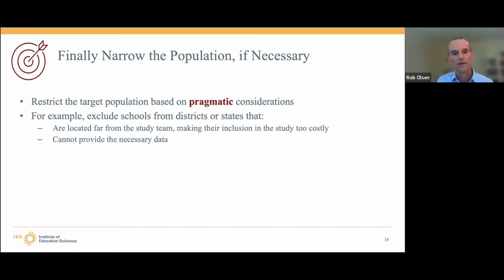In addition, the study team may need to exclude schools for which necessary data are not available. For example, if you plan to rely on state longitudinal data systems or data from district administrative files for key variables, then you'll need to exclude states and districts that can't provide the data you need. And critically important, we recommend considering these issues upfront and defining the target population to include schools that you can realistically include in the study sample and exclude schools that you can't.